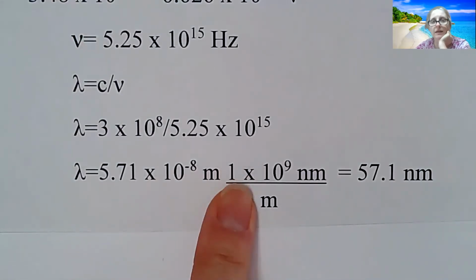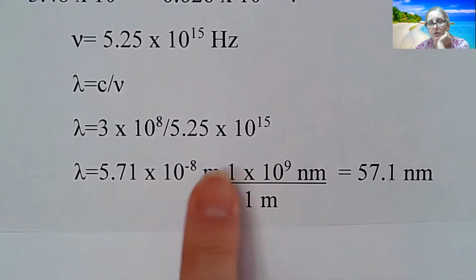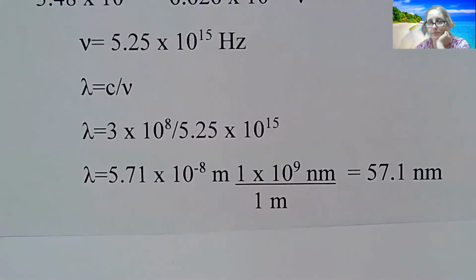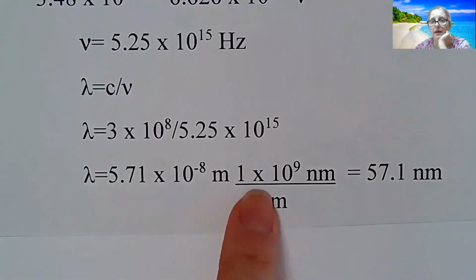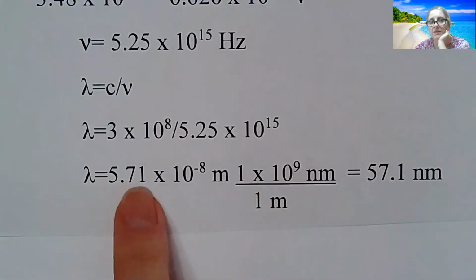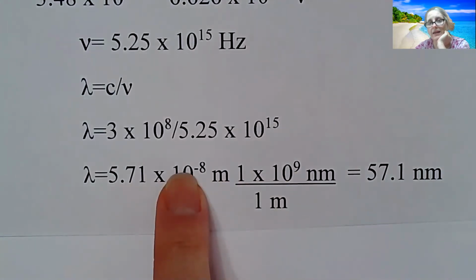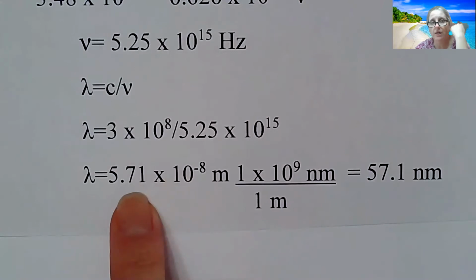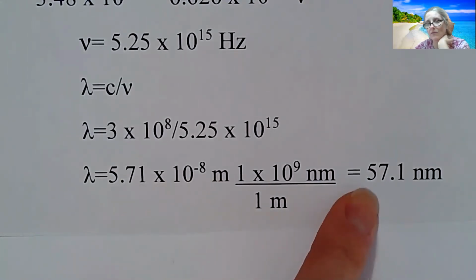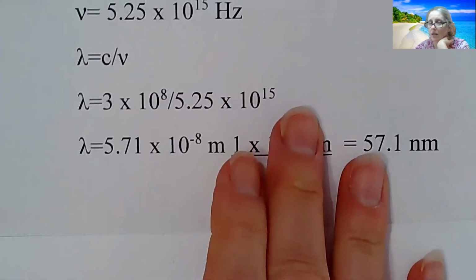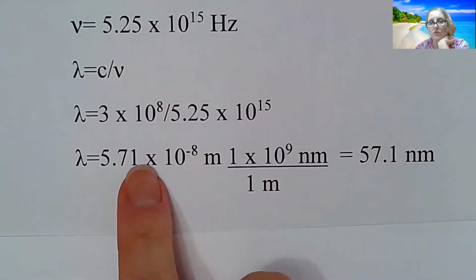But I want to get it into nanometers. So I'm going to multiply it by 1 times 10 to the 9th over 1 meter. So again, you're usually just moving the decimal over. Since this is 10 to the 9th and this is 10 to the negative 8th, you end up with 10 to the 1st. So I'm going to take 5.71 and multiply it by 10. I get 57.1 nanometers, okay? So that's going to be an easy calculation, or it's going to get easier if those numbers are very close.